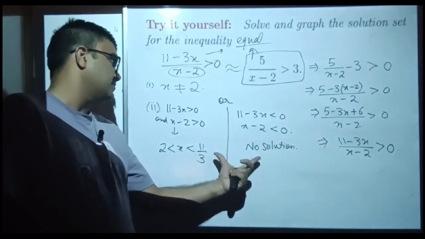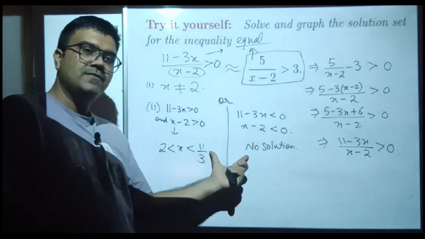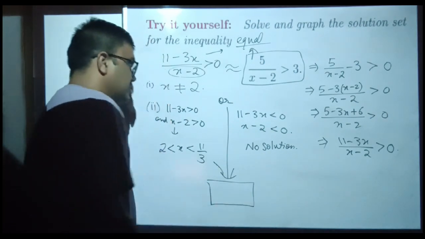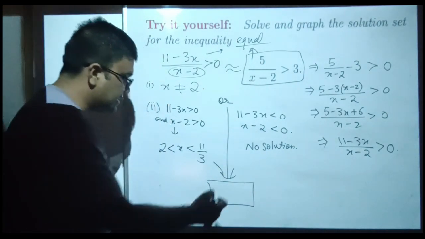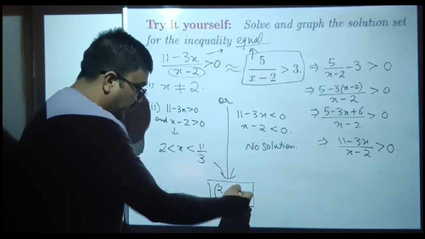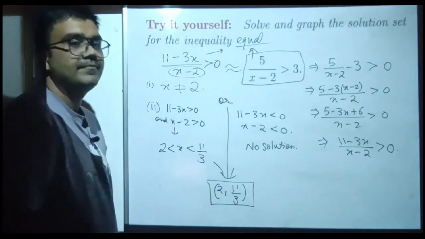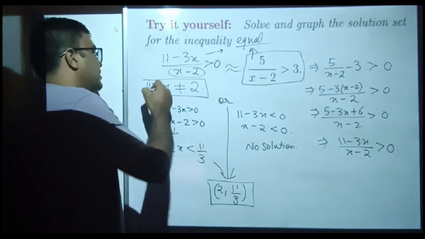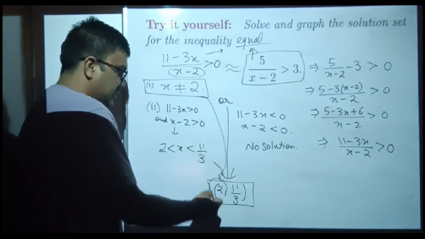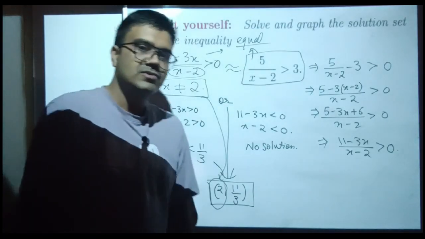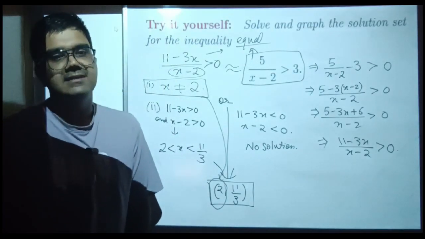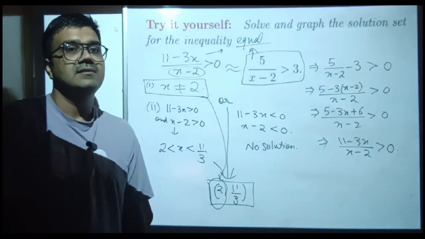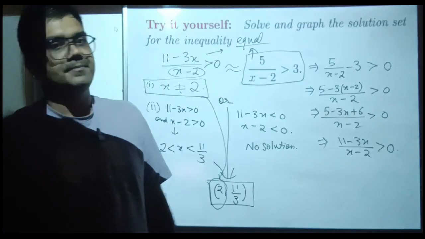After this, it is OR over here. We are talking about the union of these two. You will obtain an answer as the union of these two. That answer will be (2, 11/3). When you take the union, this will be the answer. X is not equal to 2. This condition is already adjusted over here. So this will be the answer in this case. You can try to solve this inequation and see what the answer is.